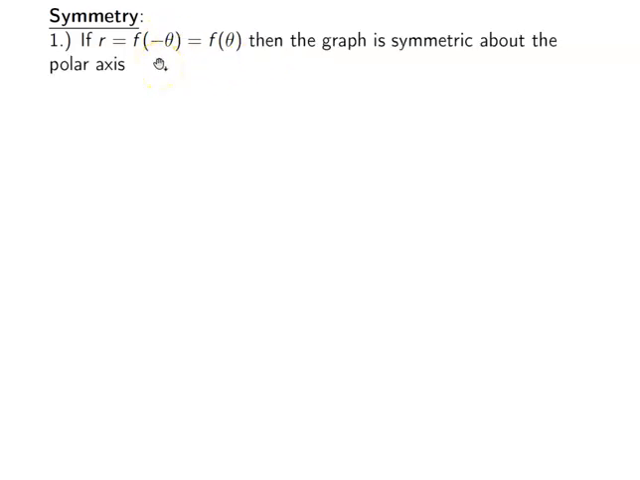So now let's talk about our symmetries. Cosine and sine, we know, have inherent symmetries already. And whenever we're dealing with angles, we have symmetry. So if r equals a function is the same as if I were to plug in the negative angle and get out the same exact function, then I'm symmetric about the polar axis. Okay, so remember the polar axis is the x-axis, right? So it's just like flipping a regular graph over the x-axis. So something like this, right? My line of symmetry is the standard x-axis. What I have on top of that is the same as what I have on the bottom.